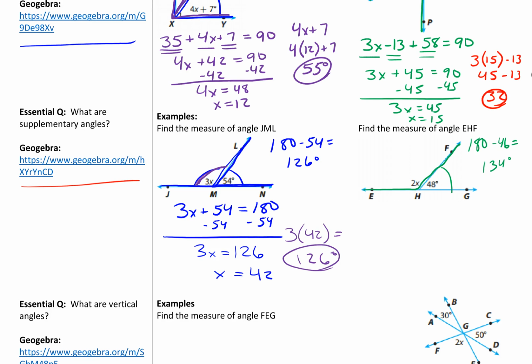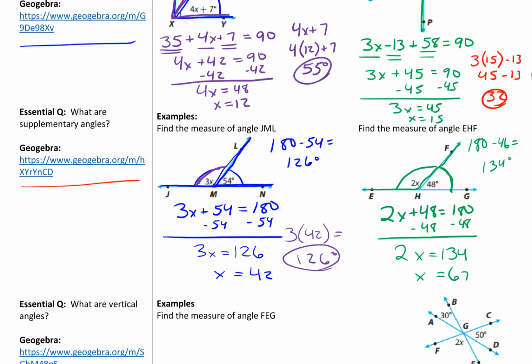So when you wrote your equation, you remember you're adding these two angles together, and they equal 180 degrees. 2x plus 48 equals 180. We'll solve this two-step equation. Subtract 48 on both sides. Gives me 2x equals 134, and x equals 67.